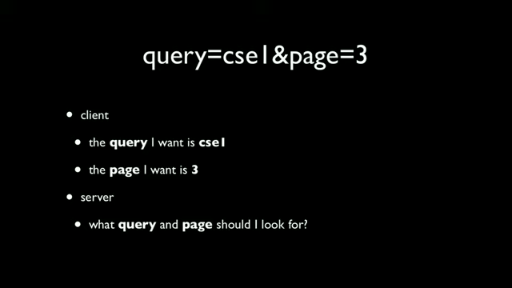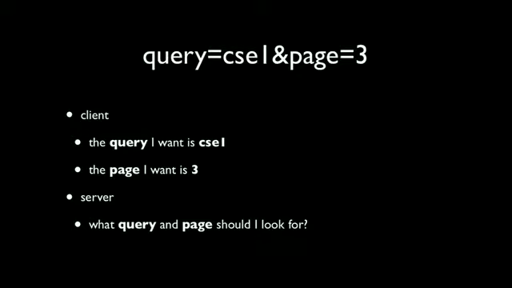And the idea behind a key value pair is that you'll have something that looks like this at the top. So my key here, we're calling query. This could be something I'm passing to Google, maybe. And this is a standardized format for transferring information from my client to the server. So right here, I'm going to send two keys. I'm going to send a value for the key query. I'm looking for CSE1. And I'm going to send a page number. So I'm looking for page 3. So this is just some way of having my client transfer some information to the server.